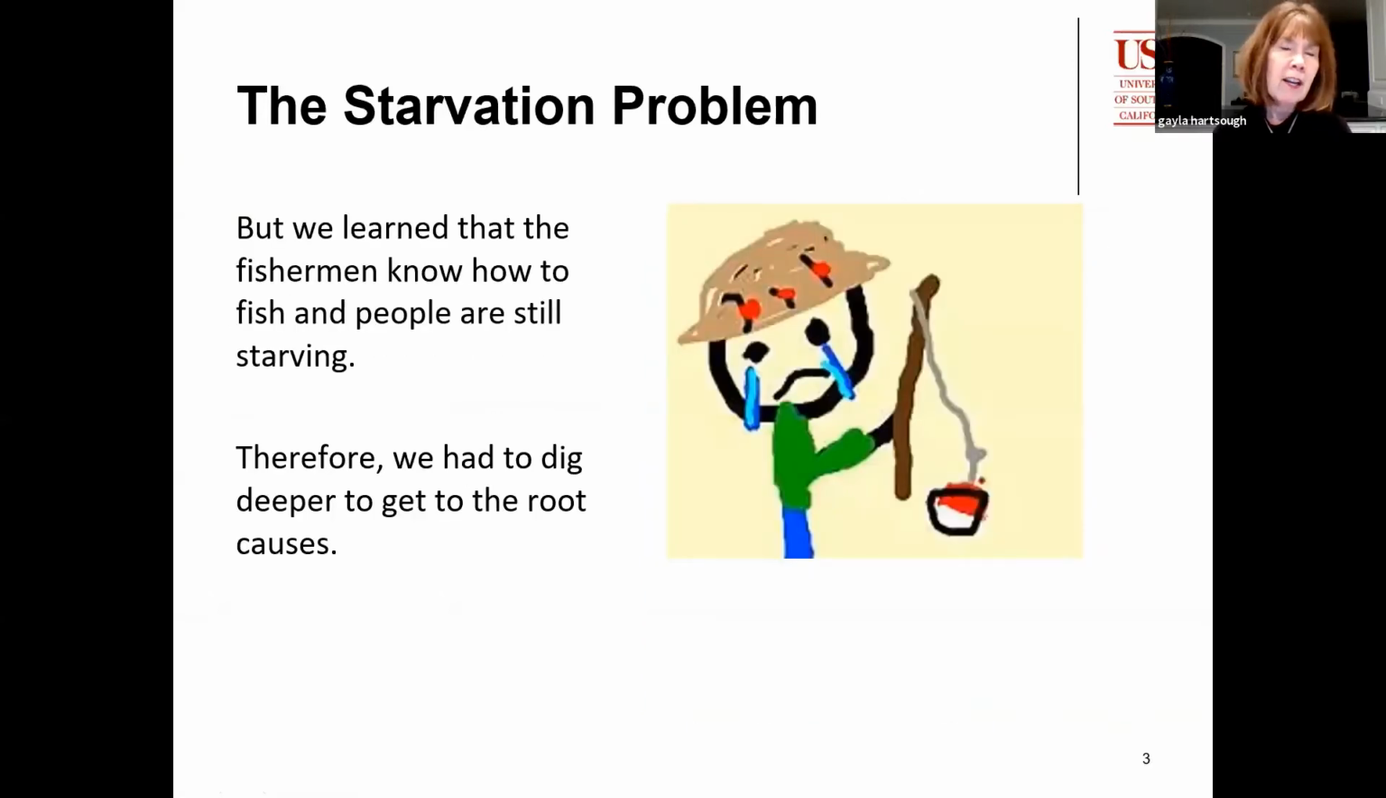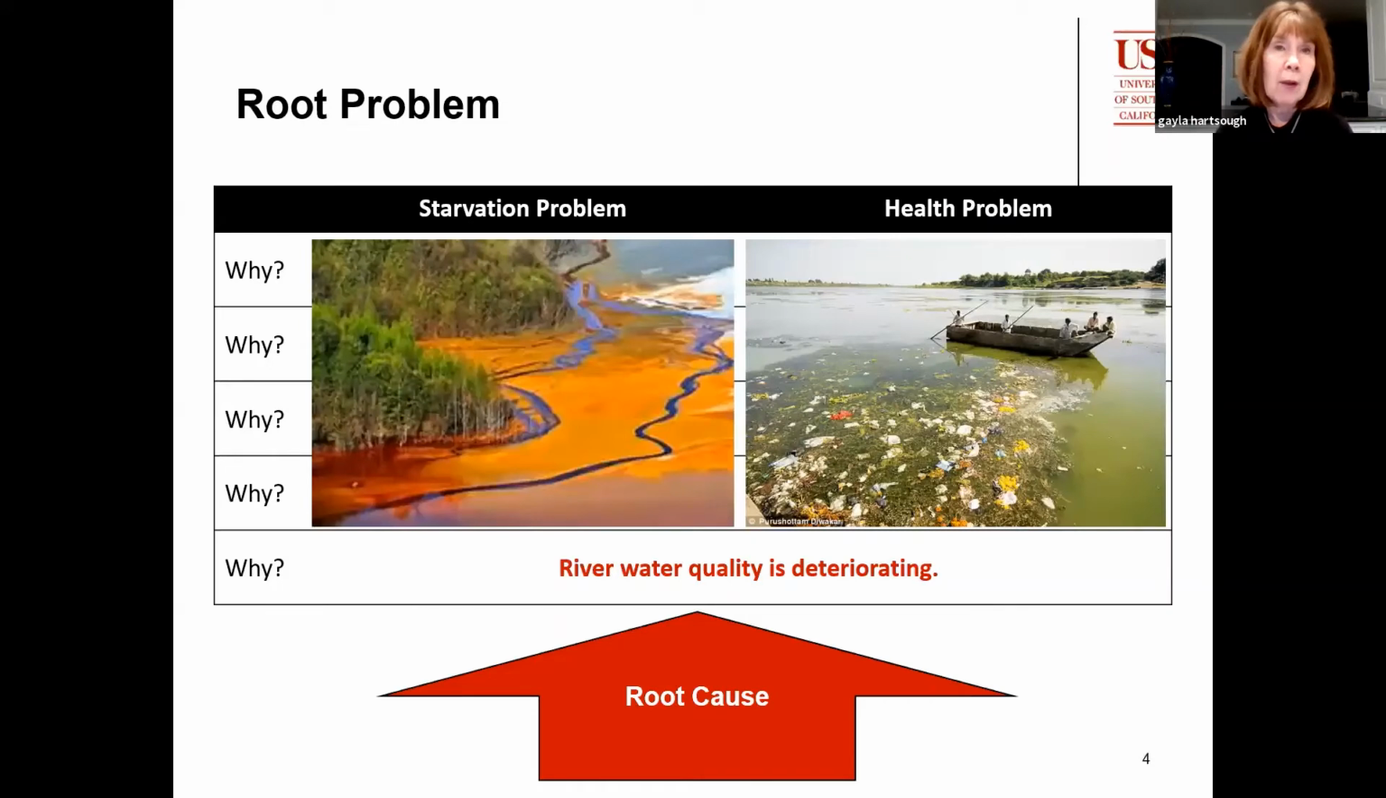And when we analyzed this problem, we decided to dig deeper because we realized the fishermen actually know how to fish, but people are still starving. And when you dug deeper, you began to identify the root causes. And whether or not we looked at the root problem from a starvation perspective or from a health problem perspective, the key root cause, the key problem for both was river water quality is deteriorating.